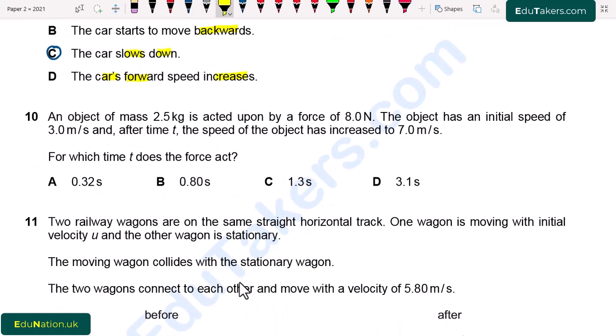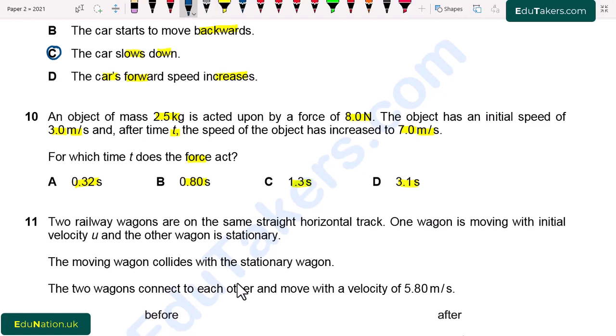Question number 10. An object of mass 2.5 kg is acted upon by a force of 8.0 newton. The object has an initial speed of 3.0 meter per second, and after time t, the speed of the object has increased to 7.0 meter per second. For which time t does the force act? Option A 0.32 second, B 0.80 second, C 1.3 second, and D 3.1 second.